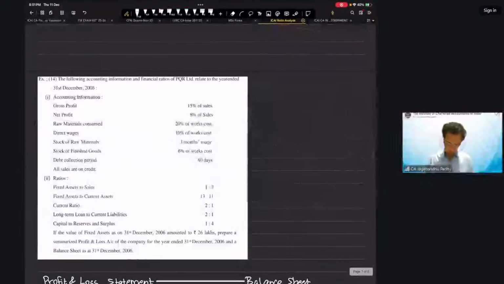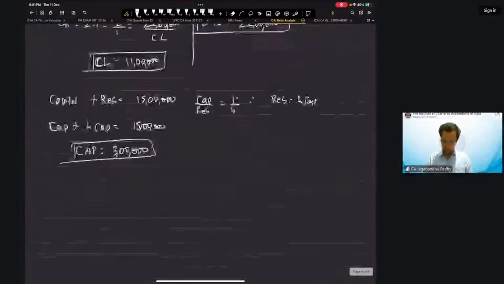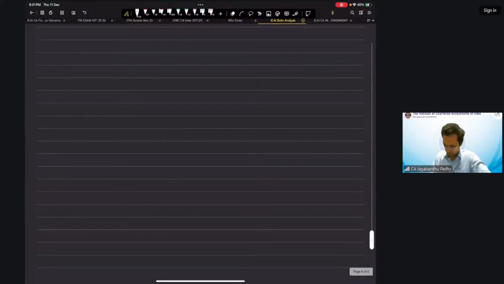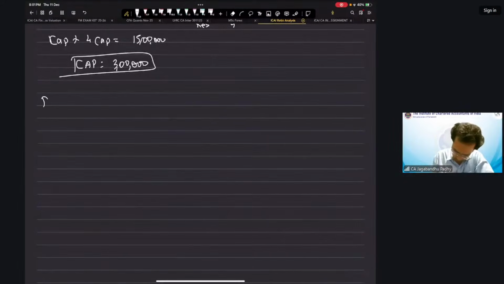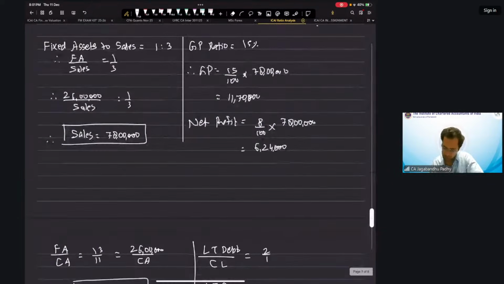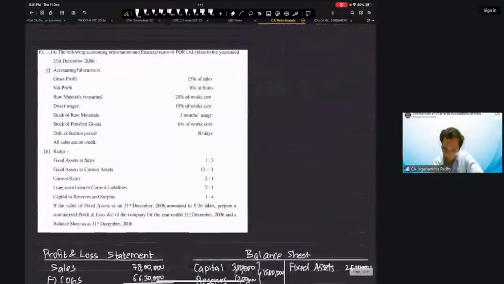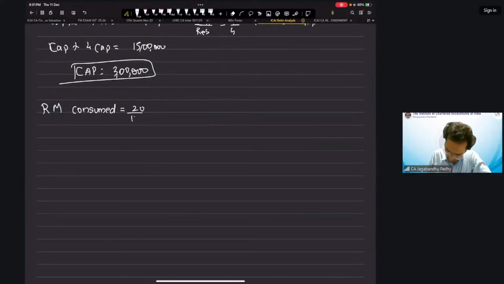So first up, for stock of raw material, we need the raw material consumed. So raw material consumed is something that we'll have to compute first. So what is the raw material consumed, guys? Raw material consumption is 20% of works cost.